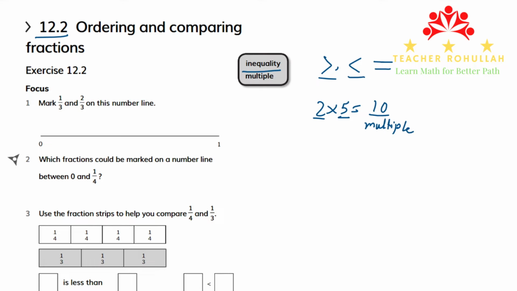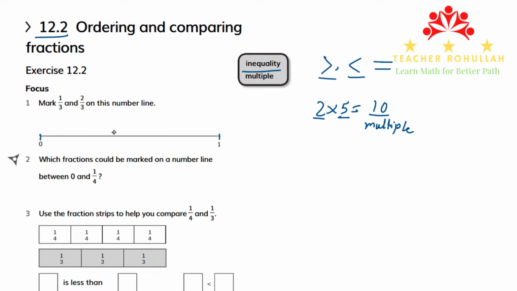So let's start on questions. In question 1 it says mark 1/3 and 2/3 on this number line. The number line is given here, and this number line is between 0 and 1. Why is it 0 and 1? Because when we are writing or making fractions, we consider the whole, one piece or one whole of something. So here we have 0 and 1 over here.